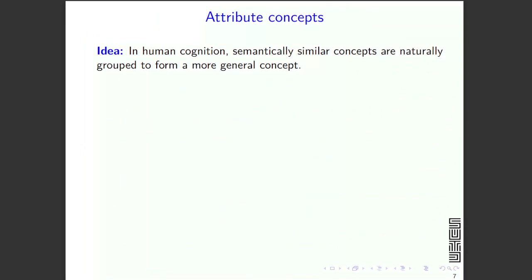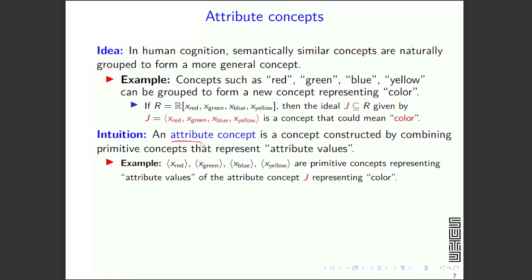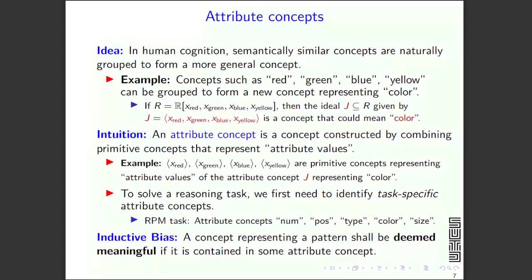Another useful idea from cognitive science is that semantically similar concepts are naturally grouped to form a more general concept. For example, concepts such as red, green, blue, and yellow can be grouped to form a new concept representing color. Hence, we can construct what we call an attribute concept. This is formed by combining multiple primitive concepts, which themselves can be regarded as attribute values. Going back to our RPM task, we need to identify relevant attribute concepts, which are number, position, type, color, and size.